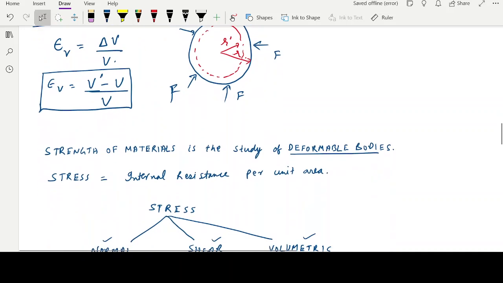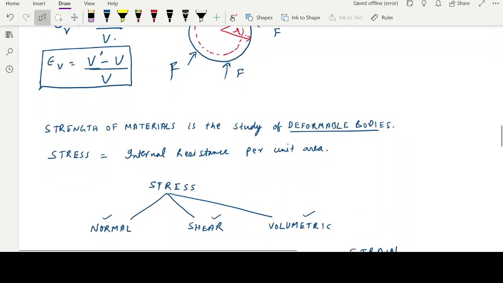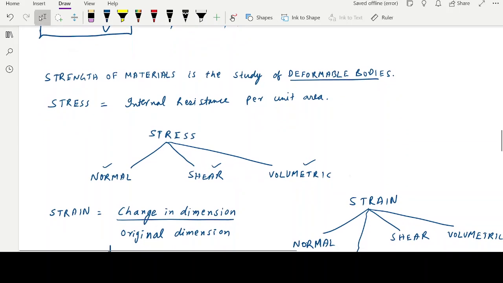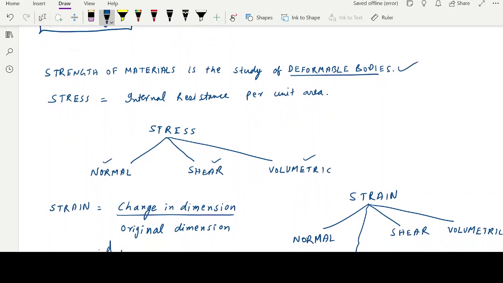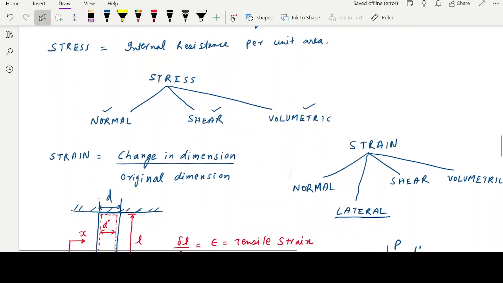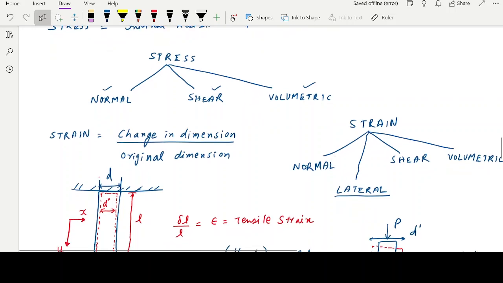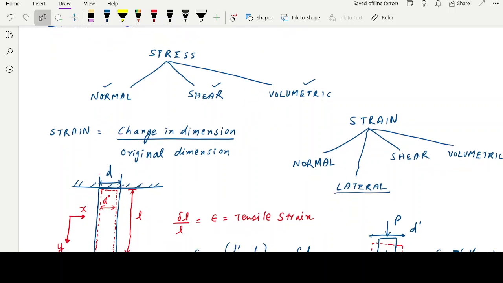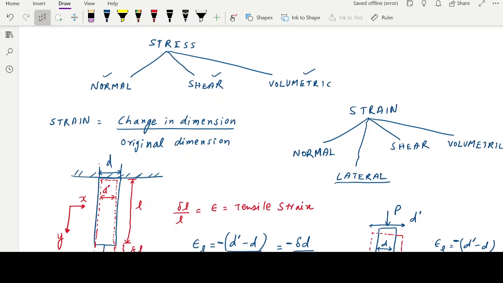So what have we learned till now? Strength of materials is a study of deformable bodies. Stress is expressed as internal resistance per unit area. Internal resistance is approximated as equal to the applied force. We have seen the types of stresses: normal, shear, volumetric. Then strain is change in dimension by original dimension, and we have seen types of strain: normal, shear, and volumetric. I'll be going into detail about the lateral strain in the next video.